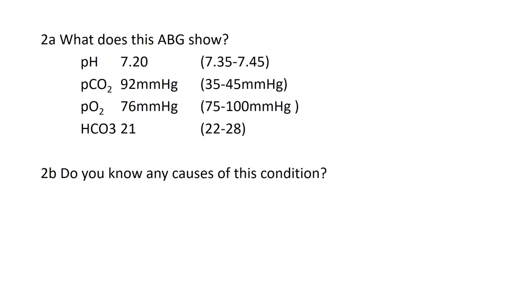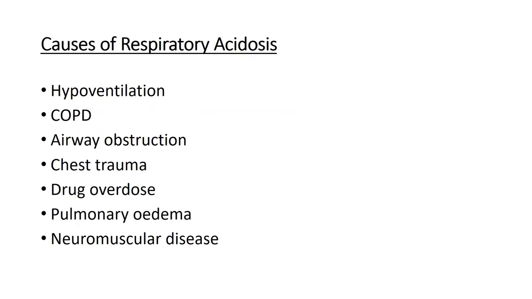What about this second question? What do you think this arterial blood gas shows? Do you know any causes of this condition? That's right, it's a respiratory acidosis. So hypoventilation can be caused by COPD, airways obstruction, chest trauma, drug overdose, pulmonary edema, and neuromuscular disease.